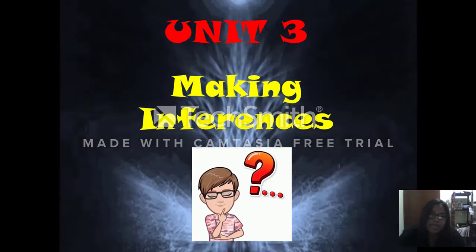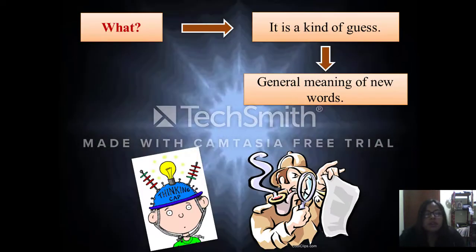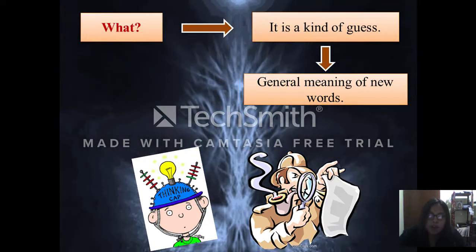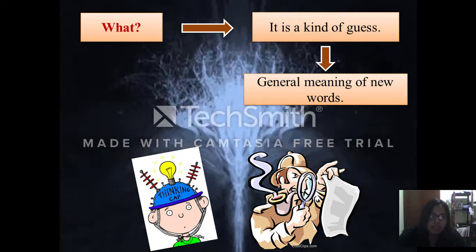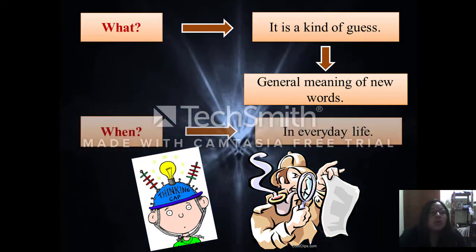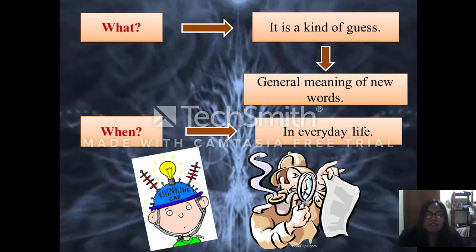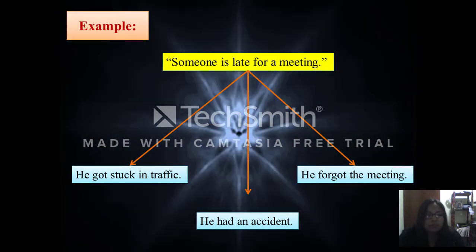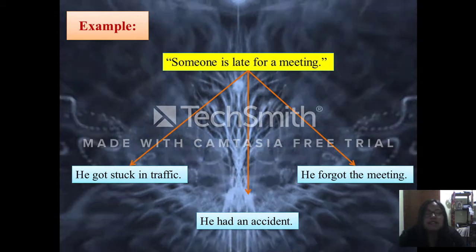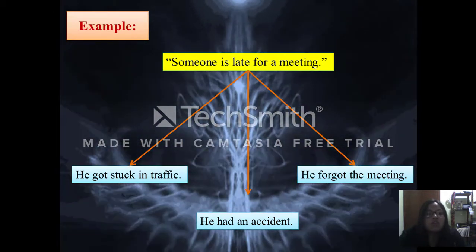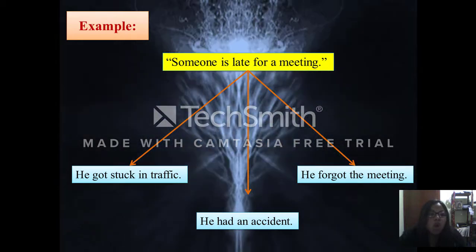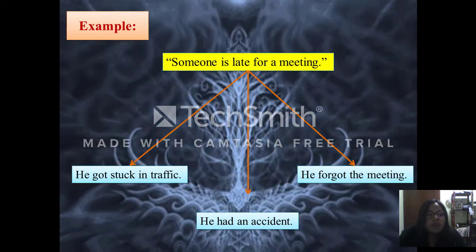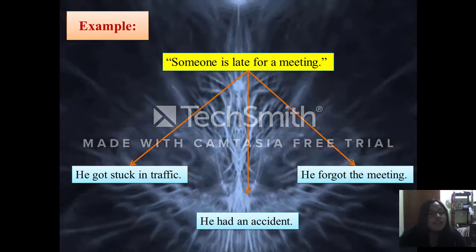Unit 3: Making inferences. An inference is a kind of guess. With this guess, we can find the general meaning of new words. We use inferences in everyday life. For example, when someone is late for a meeting, we can think that he got stuck in traffic, he had an accident, or maybe that he forgot the meeting. All of those are examples of inferences.